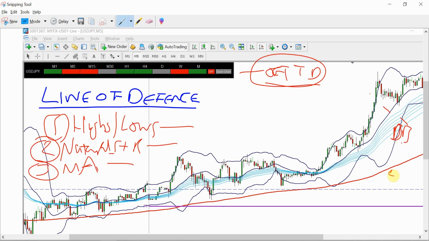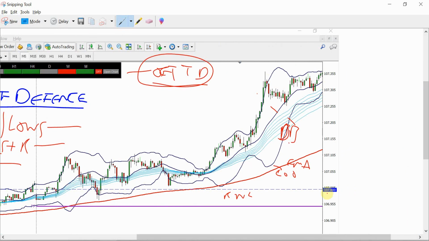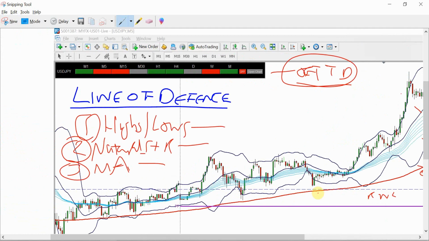I've got the 200 EMA, which is this red line over here. I've also got round number levels. So this is the OGT round number level, and this is at the 100 level, 107 level, and then we've also got the OGT pivot points indicator.